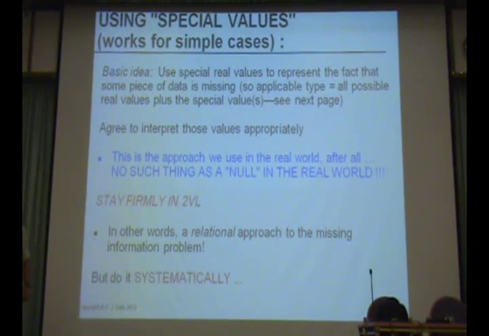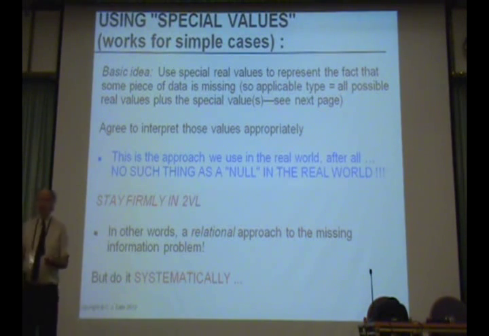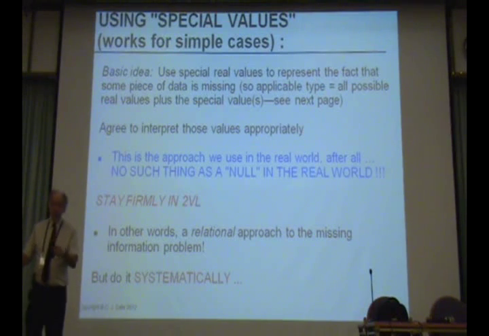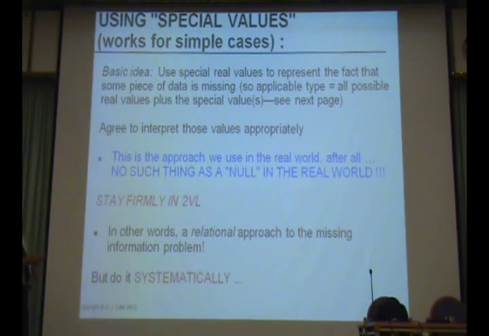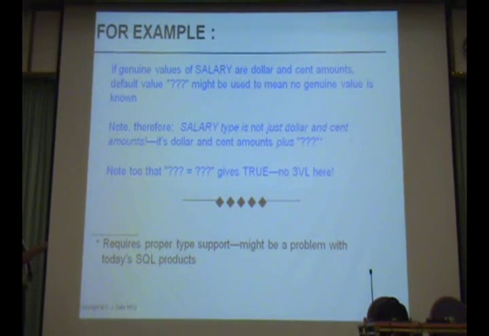Okay, very quickly. So you have a problem, what do you do about the problem? Well, in simple cases, but I stress it has to be simple cases, you can use special values, sometimes called default values. So the basic idea here is use special real values to represent the fact that some piece of data is missing for some reason. So jumping to the next page, if the genuine values of the salary column are money amounts, we might use three question marks to represent the fact that we don't know what the real value is. So notice carefully, therefore, the type underlying that salary column is not just money, it's money plus the three question marks. And the comparison of three question marks equals three question marks gives true. This is two-value logic. No three-value logic, no nulls here.